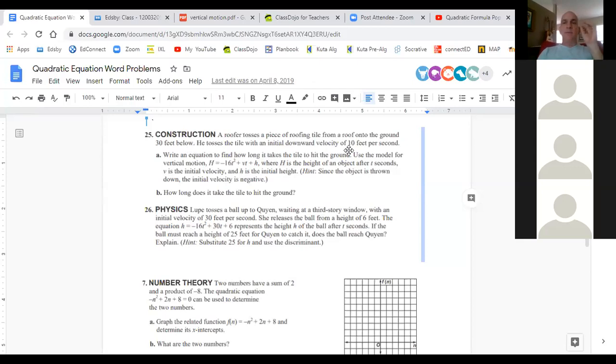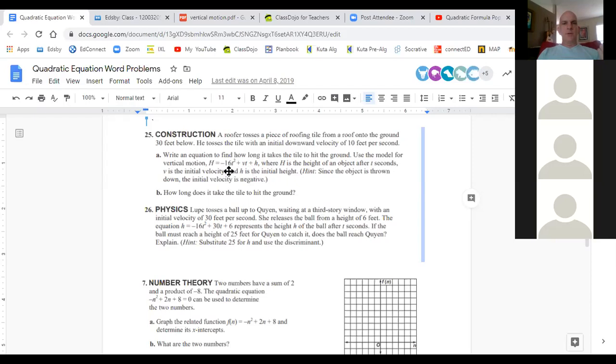All right, again, when something is being thrown down, it says it here, that it has an initial velocity that's negative. So when you are writing this formula of h equals negative 16 t squared plus vt plus h, right? They're just using the V and H instead of V sub 0 and H sub 0. And they're using a capital H instead of a regular H because they didn't use H sub 0 over here. Okay, but it's the same formula that we looked at.